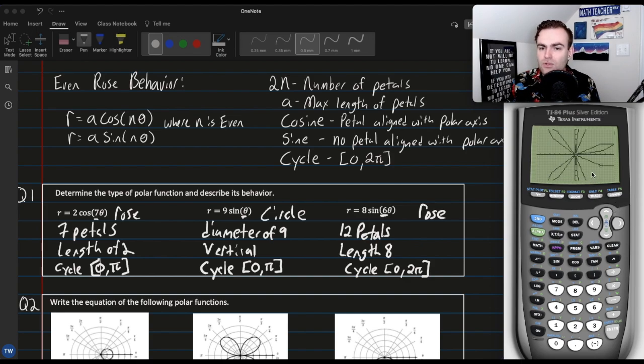Now, look how jagged these are, right? They don't look very pretty or smooth. You can increase the step. You can decrease the step. You can cut the pi over 24ths into pi over 48ths or something like that, and that should help. Let's count the petals. 1, 2, 3, 4, 5, 6, 7, 8, 9, 10, 11, 12. So we're good there. So there we have it, right?